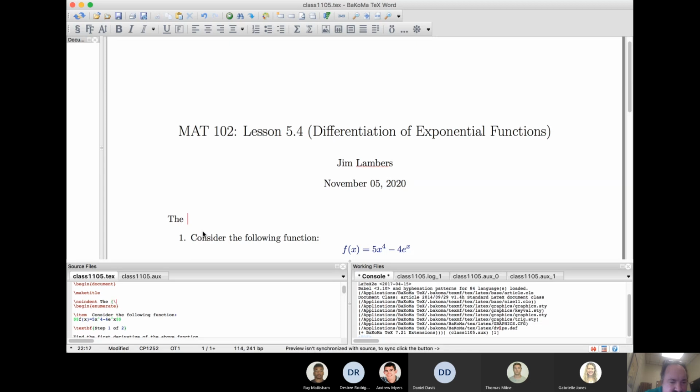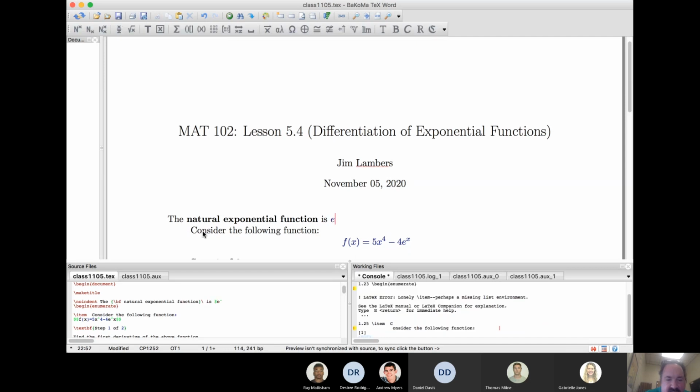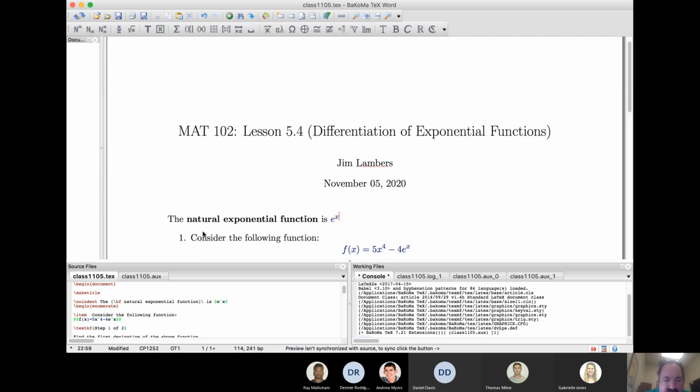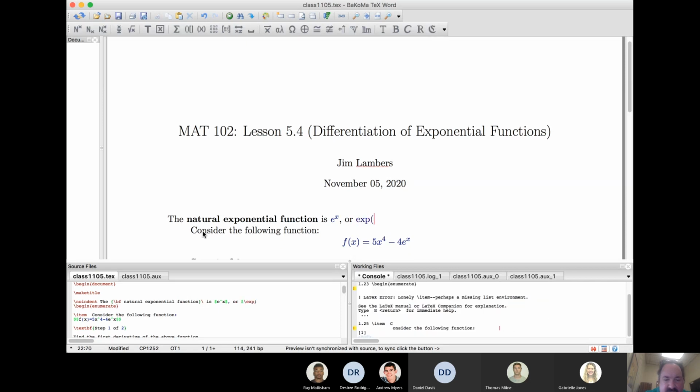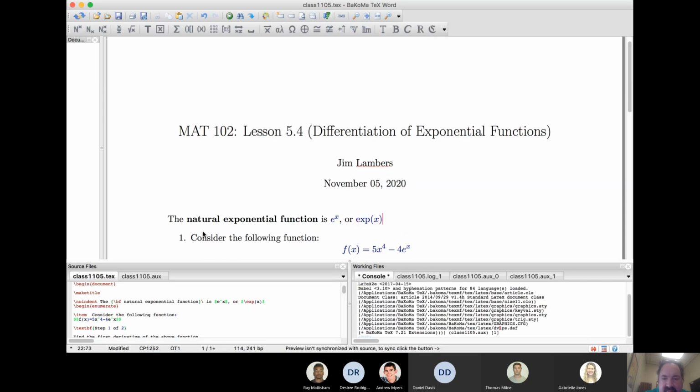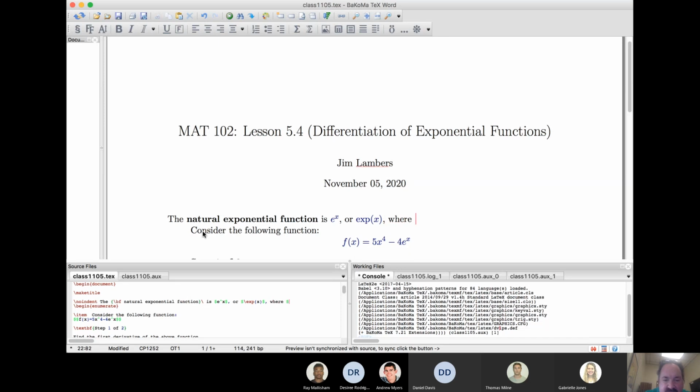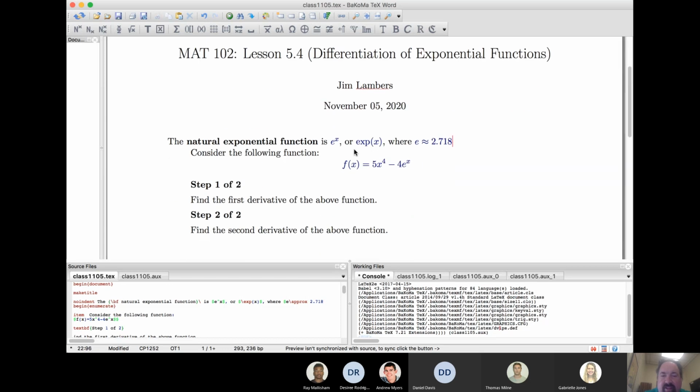So the natural exponential function is e to the x. It is also sometimes written as exp x. And I mentioned a number e last time. So it, like pi, is a number that has a decimal expansion that goes on forever. It's an irrational number.